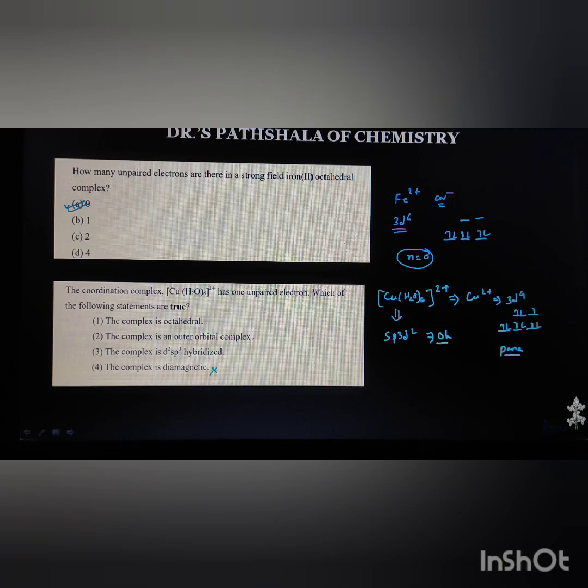The complex is an outer orbital complex. If the complex is an outer orbital complex, then is it d2sp3 hybridized? It is not possible because all the d orbitals are filled up. So to form an octahedral complex, the outer d orbital must be used in the case of Cu(H2O)6 2 plus. So d2sp3 hybridization is not correct because it is an outer orbital complex, and outer orbital complex hybridization is sp3d2. The correct answer will be the complex is octahedral and the complex is an outer orbital complex. Both statements are true, more than one correct answer.